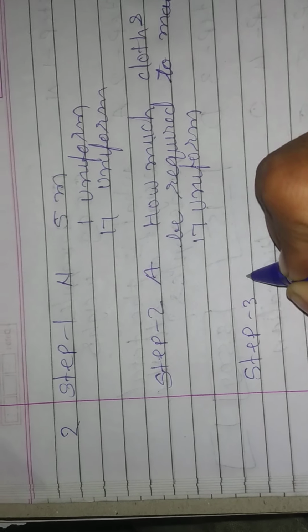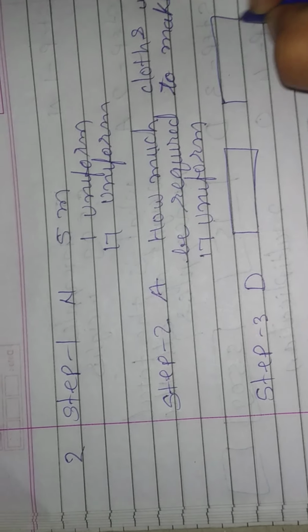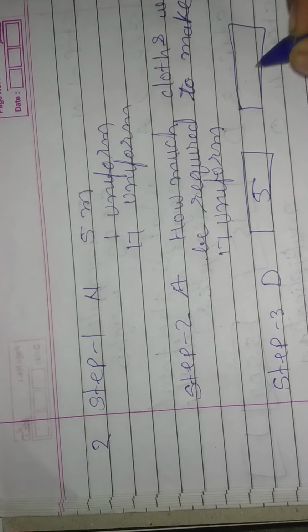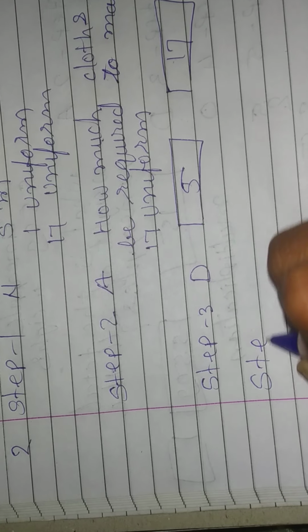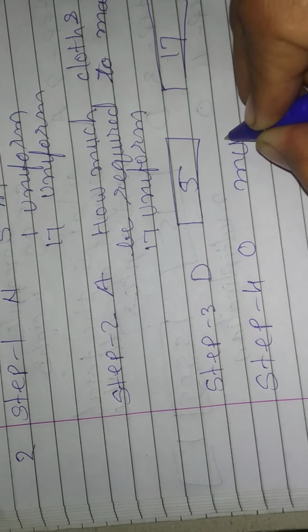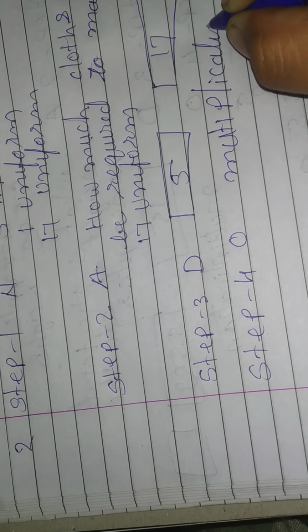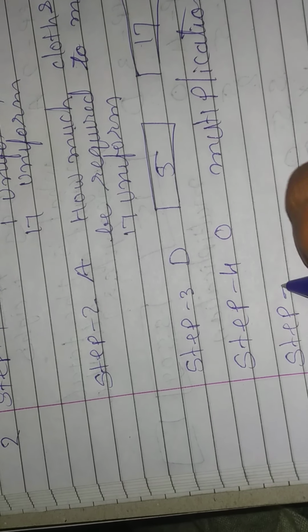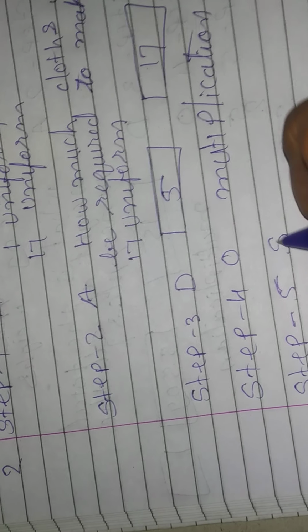Step 3, draw. Draw 5 and 17. Step 4, operation. Here we have to do multiplication. Step 5 is the solution.